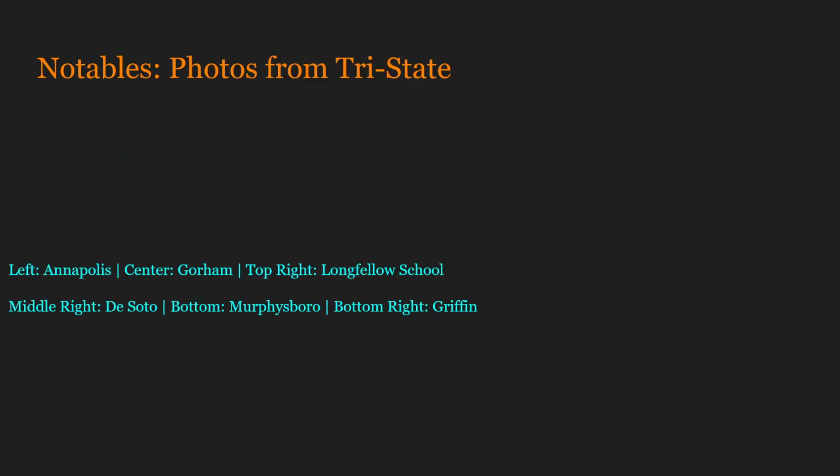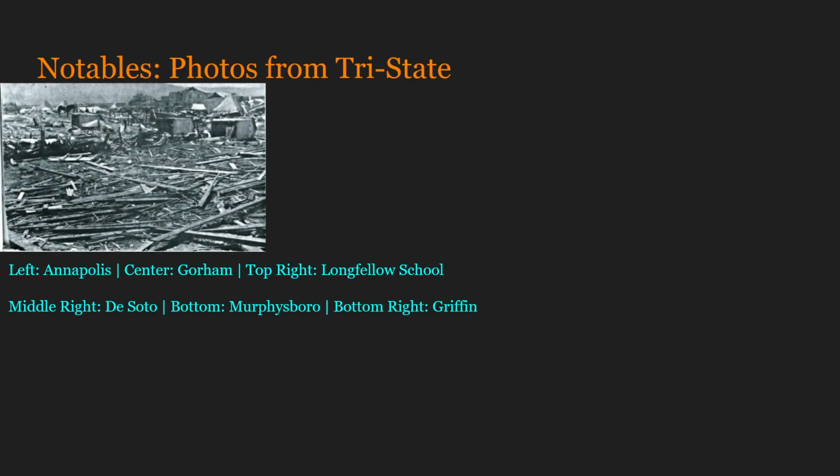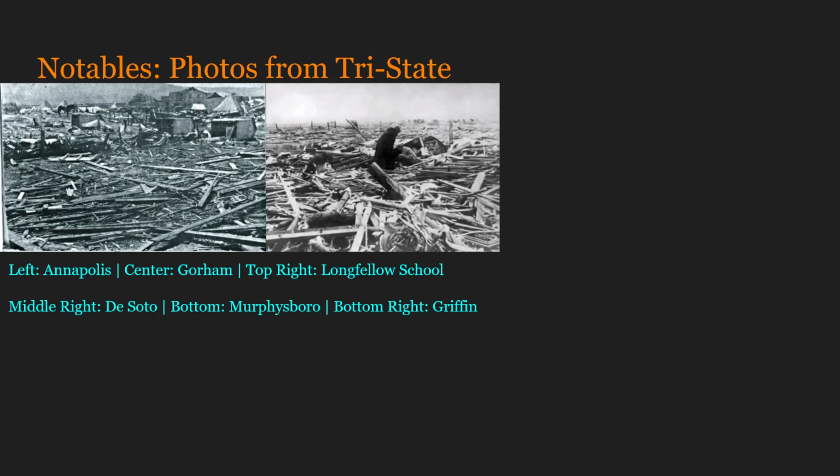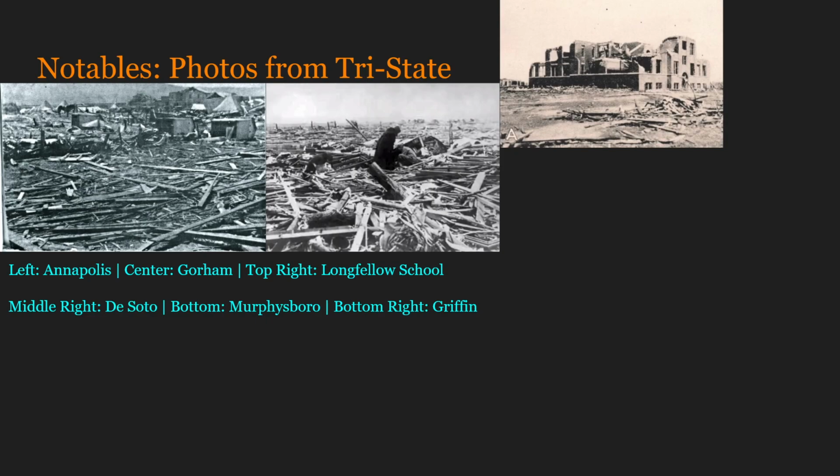And here I'm going to show you some pictures as they pop up here. It was absolutely impossible for me to combine the amount of text that I had on just the previous slide and any damage photo, so I'm doing it here. This first picture here is Annapolis, Missouri. This, well, was Annapolis, Missouri. It was, again, 90% destroyed. We see Gorham here in the middle, and at the top right, we see Longfellow School, which I will discuss at the very end of this video here.